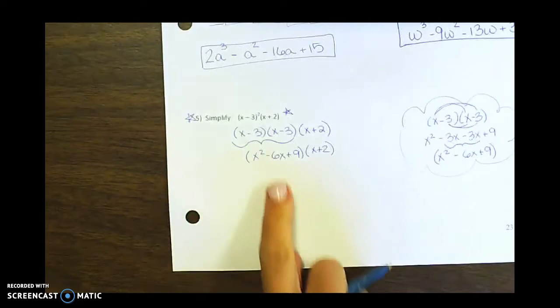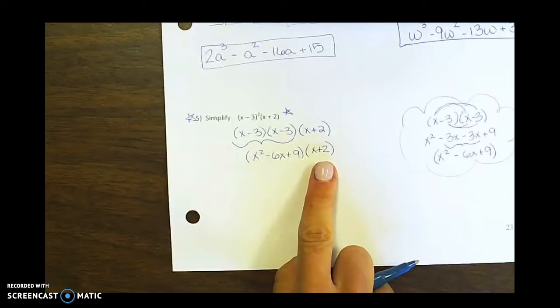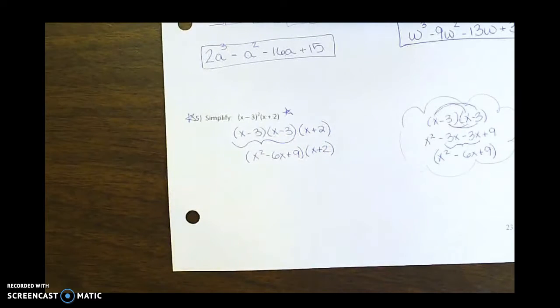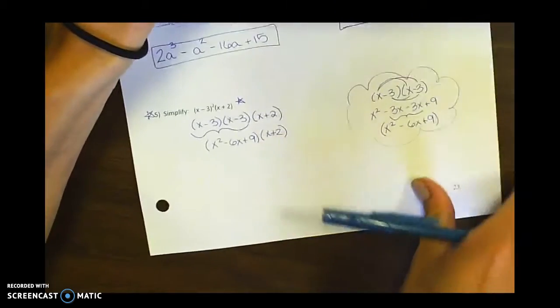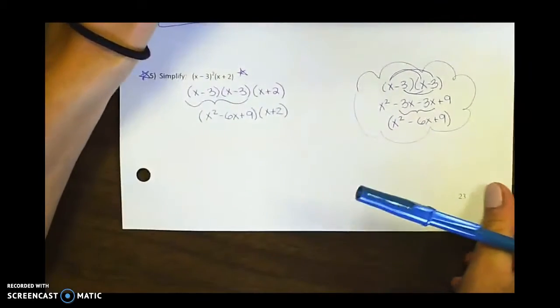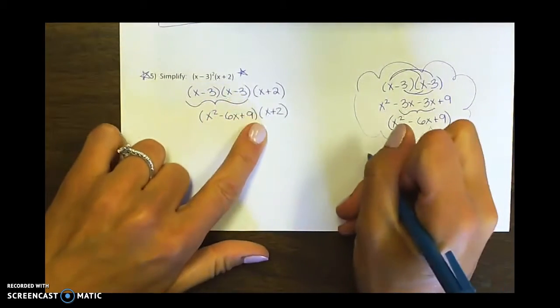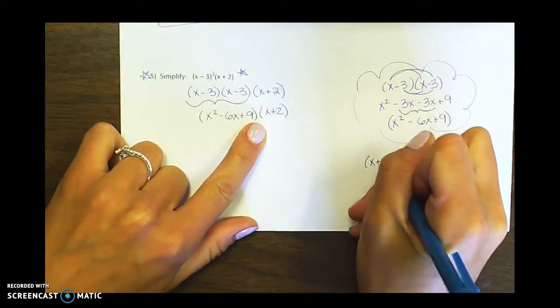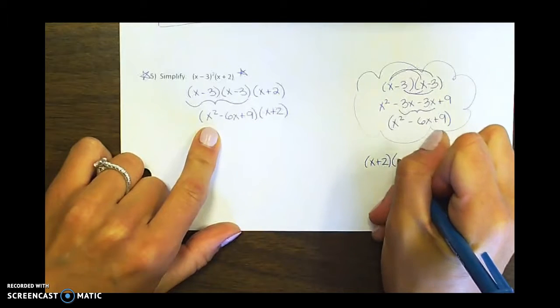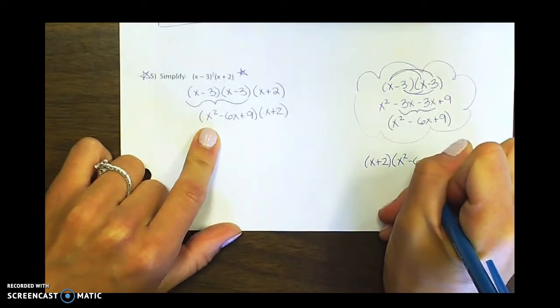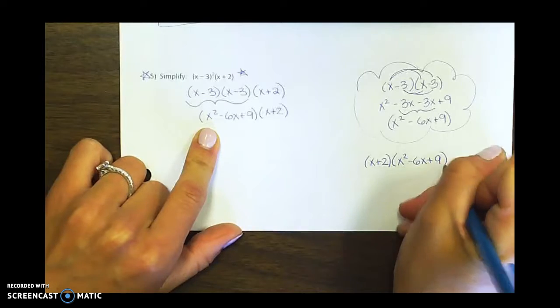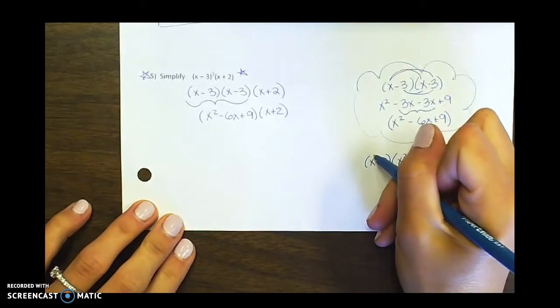So now I have a trinomial times a binomial, which is exactly what we learned how to do today. So we're going to go ahead and we can use our long distribution here. So I'm going to go again off to the side. And I like to do my binomial first. So I'm going to go ahead and rewrite this as x plus 2. Remember, this is the commutative property. We are allowed to switch the parentheses as long as it's multiplication. And now I can use my long distribution.